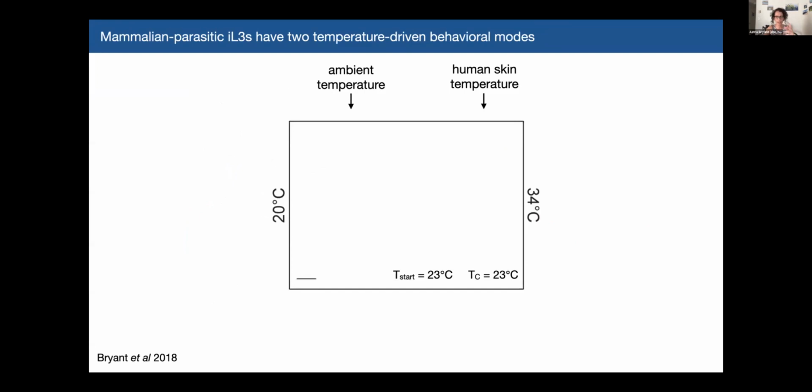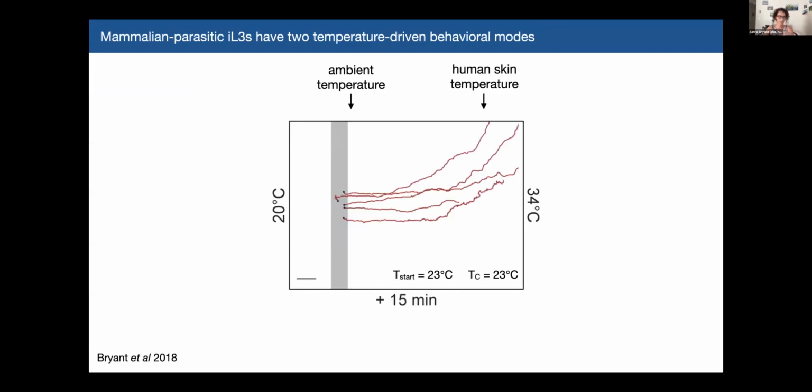I found that they engage in two distinct modes of behavior. Positive thermotaxis, a behavioral mode that we can characterize as attraction to mammalian body temperature, and negative thermotaxis, defined by migration towards temperatures below ambient. Here I'm showing you the tracks of individual IL-3s engaging in either positive or negative thermotaxis. Our thinking is that worms that engage in positive thermotaxis are engaging in host seeking, whereas worms that perform negative thermotaxis are engaging in environmental navigation.